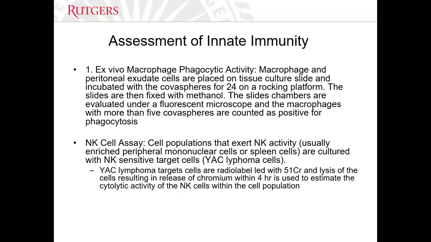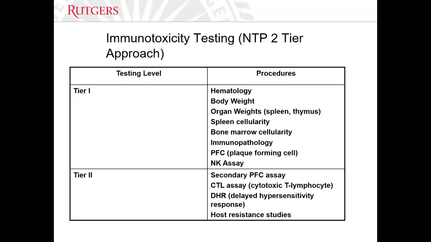And then at the end, what are the assays that you would use to assess immunity? These are two assays I mentioned that look at innate immunity, and then the difference between tier 1 and tier 2. In general, you start off with tier 1, which looks at more of a general effect on the organs of the immune system. Then you move into an assay that looks at antibody formation, which is the plaque-forming assay, and then another assay for the innate immune response, and you get into specific assays in tier 2.